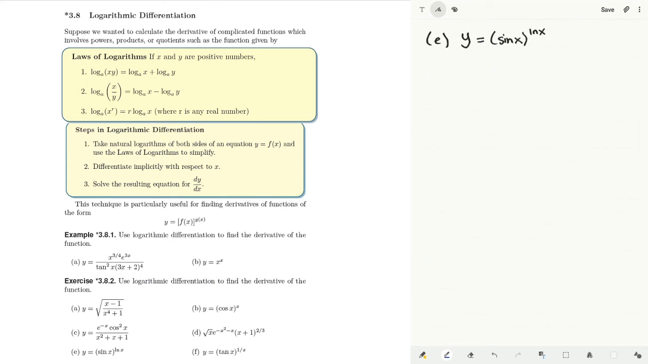So now let's look at y equals the sine of x to the power of the ln of x. So let's use logarithmic differentiation. So we have the ln of y is equal to the ln of sine x to the ln of x. So using the laws, we will multiply the ln of x in front of the logarithm. So that's ln of x times the ln of sine of x. And then we'll use implicit differentiation.